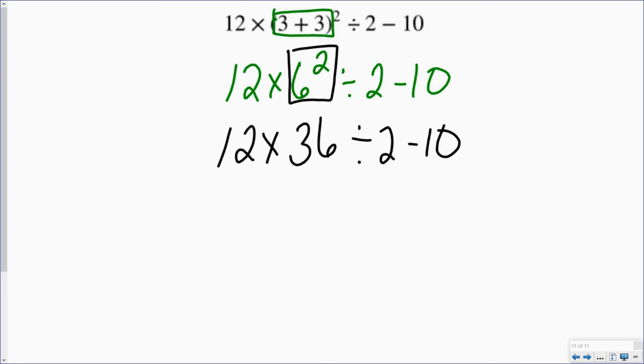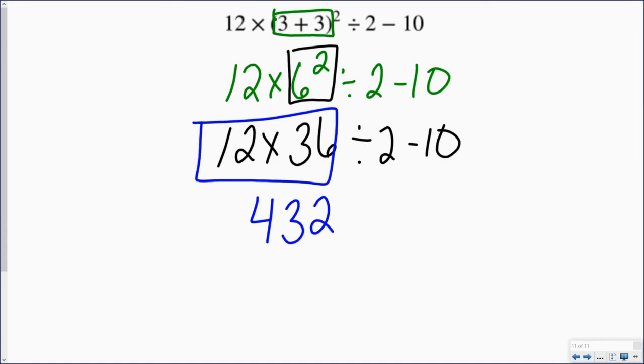No more exponents. So now I need to move on to multiplication and division. And again, I look from left to right. And the first thing I have is multiplication. And so when we do that, that would be 12 multiplied by 36, which is 432. Everything else stays the same.